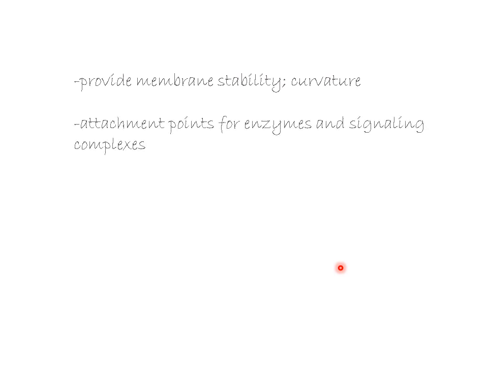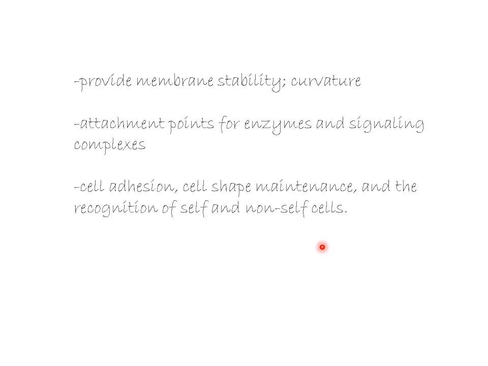So what is the function of these peripheral proteins? They provide membrane stability and curvature. They are also attachment points for various enzymes and signaling complexes. They are also involved in cell adhesion, maintenance of cell shape and recognition of self and non-self cells. So they have a role in immunity as well.